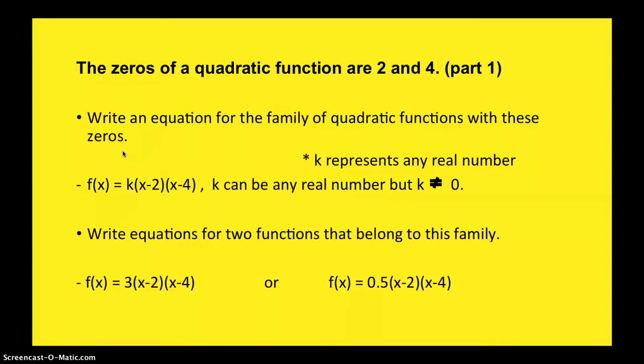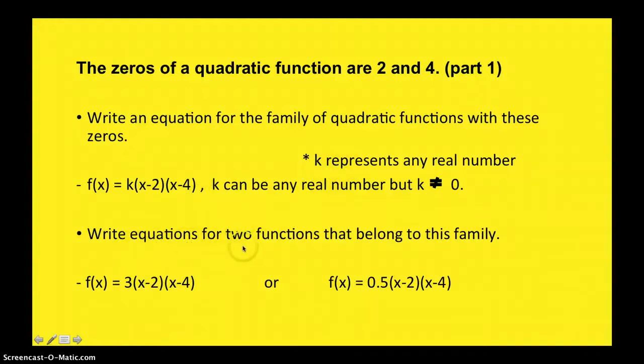The zeros of a quadratic function are 2 and 4. Write an equation for the family of quadratic functions with these zeros. f(x) equals k(x minus 2)(x minus 4). k can be any real number, but k cannot equal 0, because if k equals 0, then the whole equation is 0.